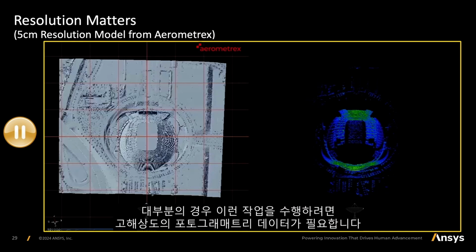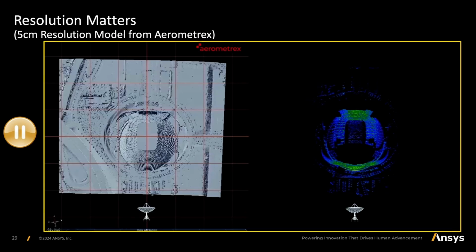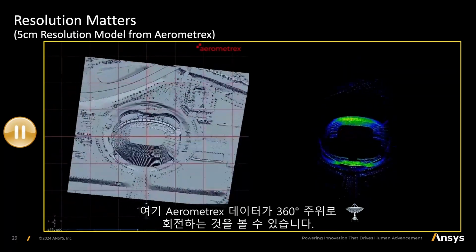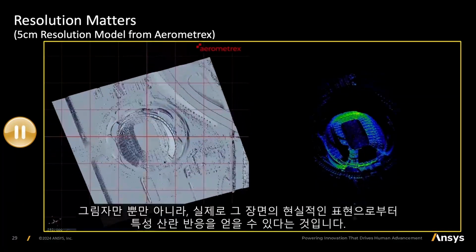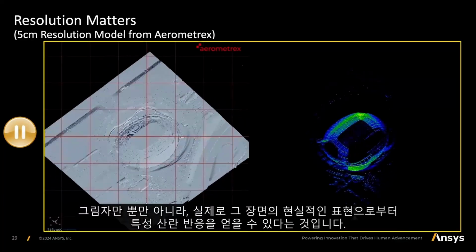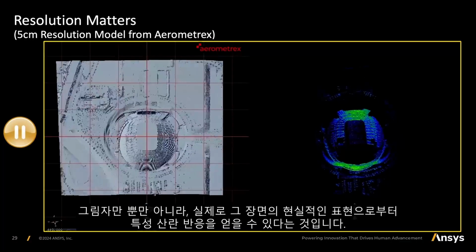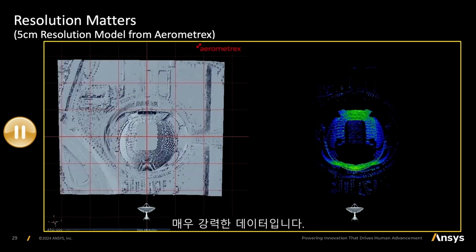photogrammetry data. If you ever want to accomplish something like this, you'll see the Aerometrics data here spinning around 360 degrees. Look on the right-hand side. Not only do you get the shadowing, but you actually get the characteristic scattering response from a realistic representation of that scene. Very, very powerful data. Aerometrics has really been great with providing us with some really high quality data to use in a lot of our demos. So definitely, if anyone's interested, we'll certainly help you.